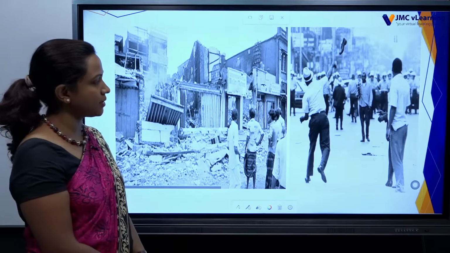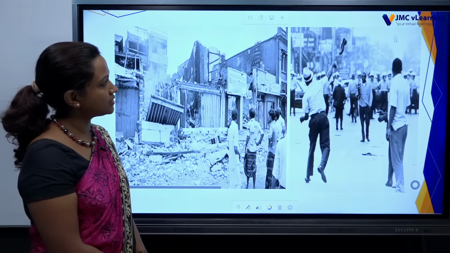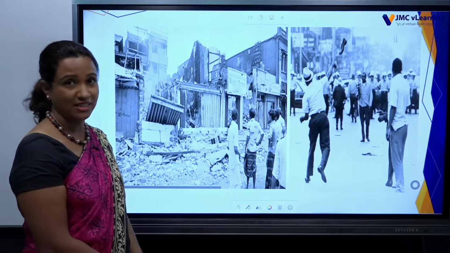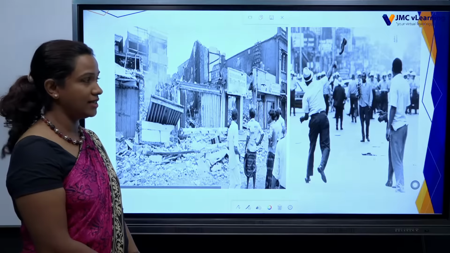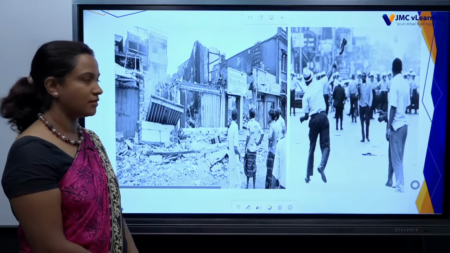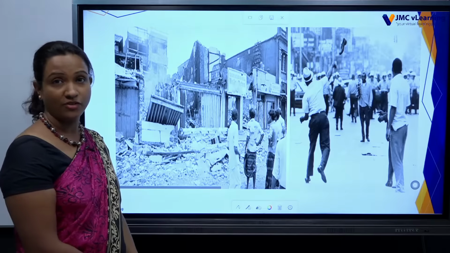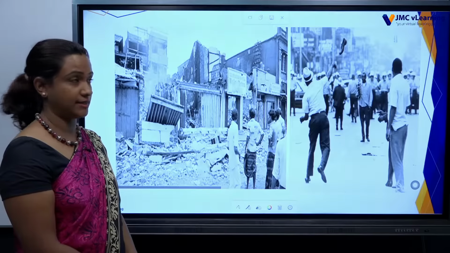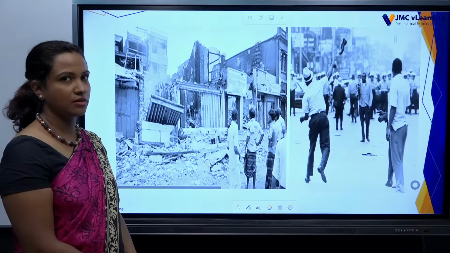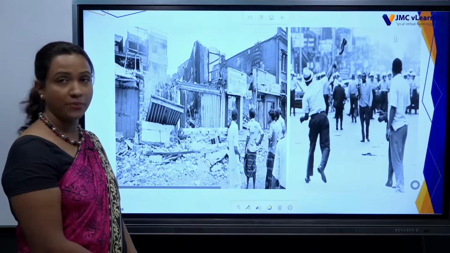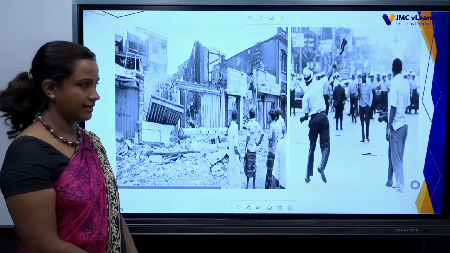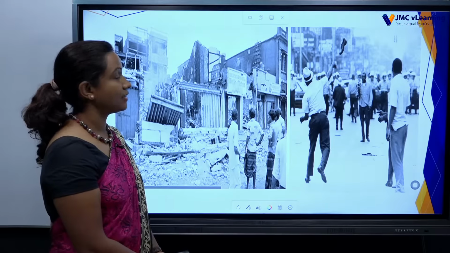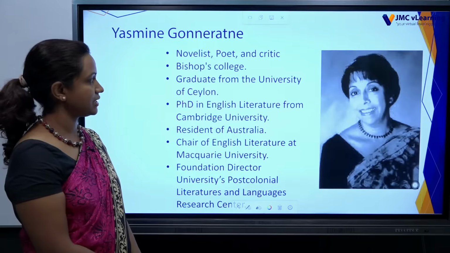And look at this man. He is just throwing his footwear at somebody else, with hatred and violence. This is how they start the violence, the so-called patriots, or what we call the rioters. This should not be continuing. So this happened in July 1983. Let's move on to the next slide.